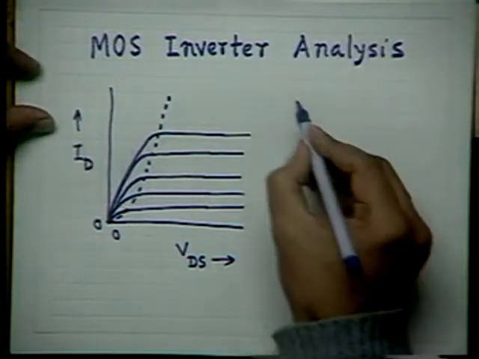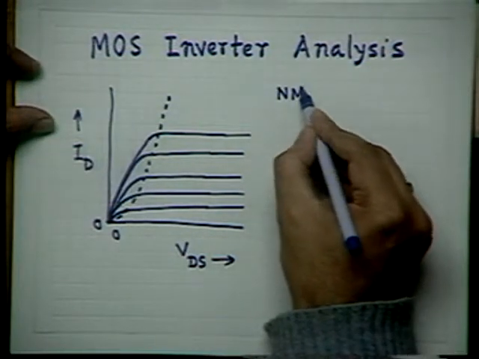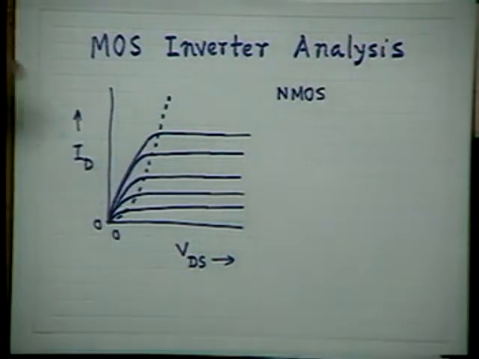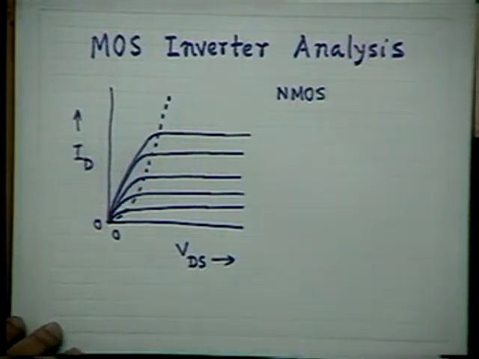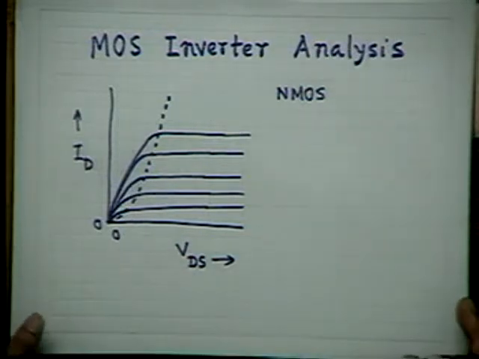And if we are referring to nMOS, note that the polarity of VDS is positive, meaning drain positive with respect to source and substrate. So this is positive. And ID is positive in the sense that the drain current enters into the drain. Electron current flows from source to drain, but the conventional drain current enters into the drain.